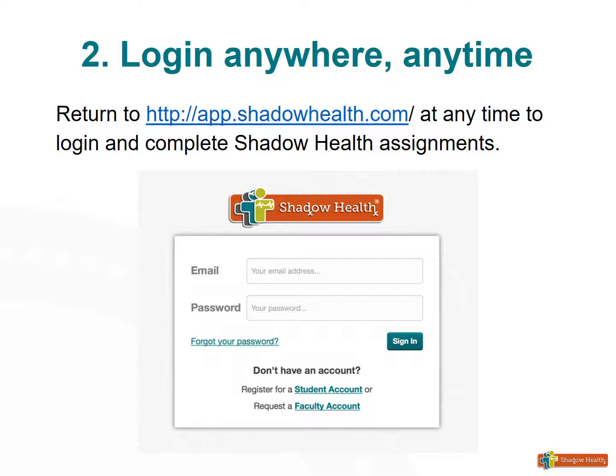And one of the things that we really liked about Shadowhealth is that you can log in anywhere, anytime. It's super convenient.